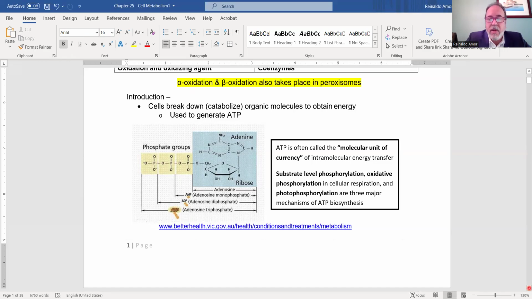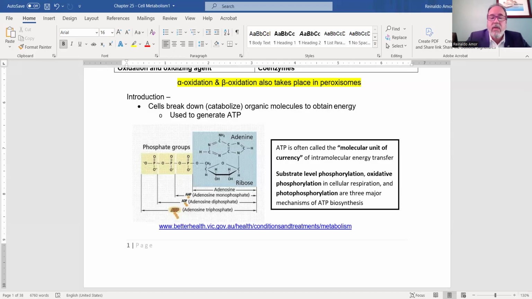But also we can break down fat and use fatty acids to make energy. Both require oxygen. If you want to maximize the amount of energy that you want to produce, you need oxygen. If you don't have oxygen, the cells are going to make a limited amount of ATP, and that's not going to be sufficient for their survival.